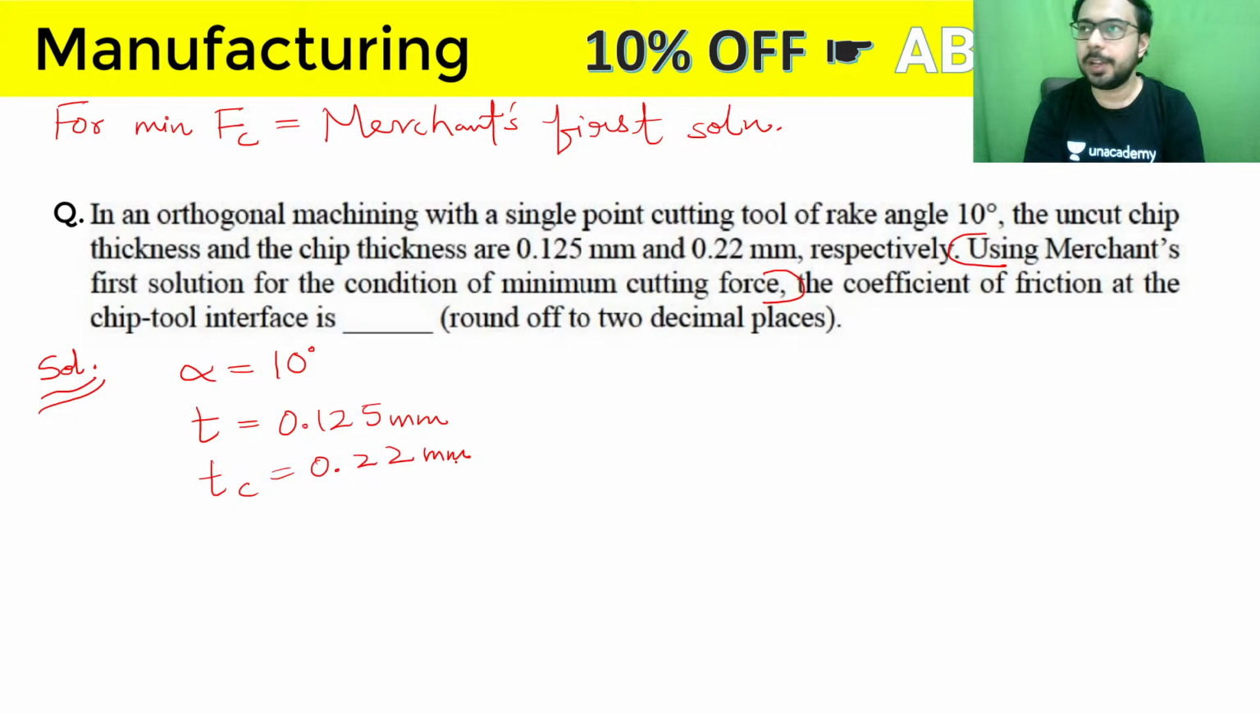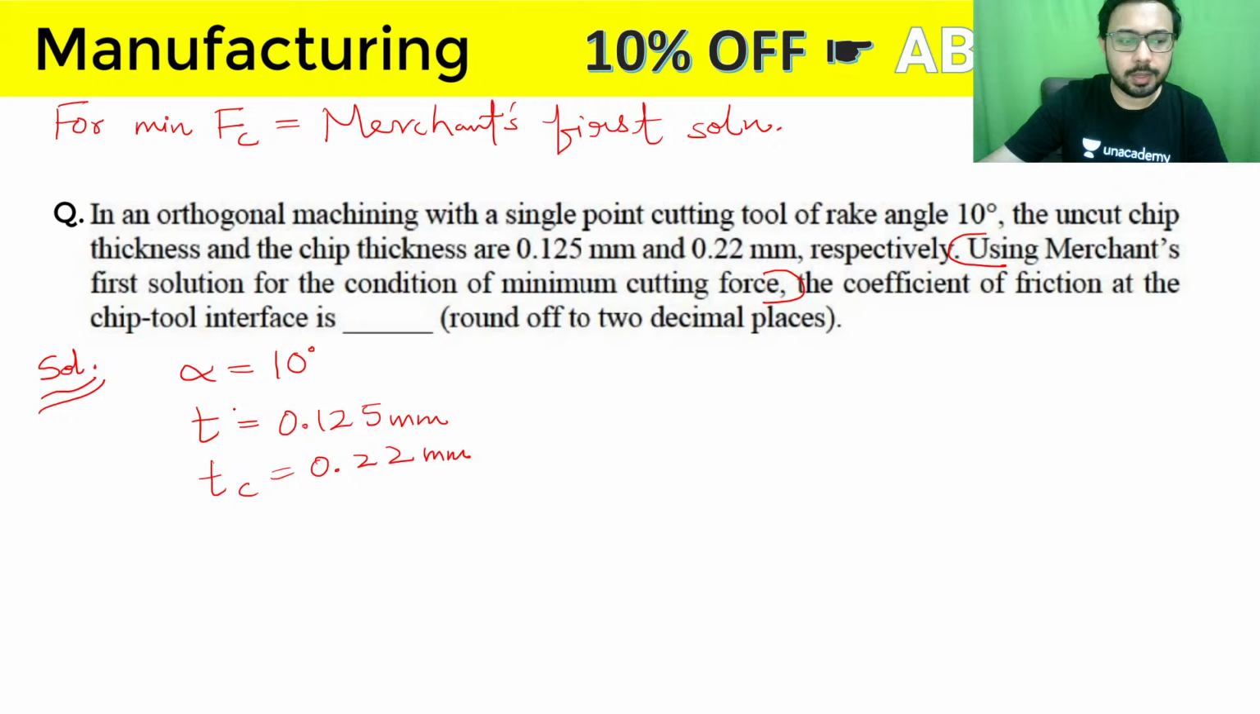So while you are writing the data, always see what the data represent and how they are written. Here you can see that there will always be the time, and always you will see that the chip thickness is greater than the uncut chip thickness. So here also you can see that. You just have to realize these things that are there in the question.